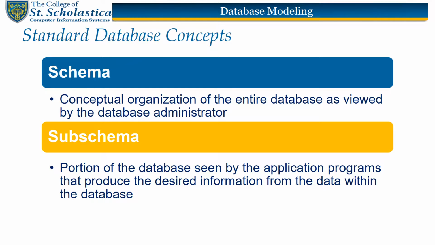While the network database model is generally not used today, the definitions of standard database concepts that emerged with the network model are still used by modern data models. The schema is the conceptual organization of the entire database as viewed by the database administrator. The subschema defines a portion of the database "seen" by the application programs that actually produce the desired information from the data within the database.